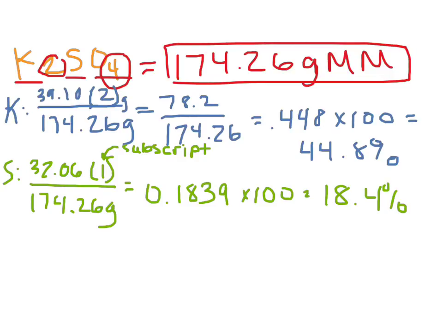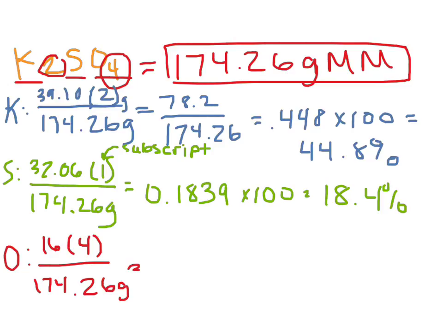Alright, what one do we have done? Let's do red, I don't care. Alright, so we're going to go on O. This is going to be not as big as K, but it's going to be a pretty big one. The molar mass of O is 16, and you have 4 of those, so you have to take that into account. Then you have to divide that by the whole molar mass of the compound.